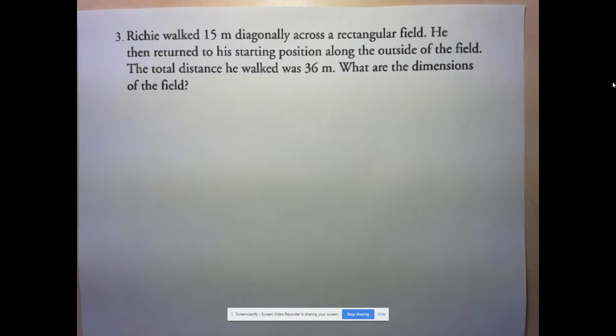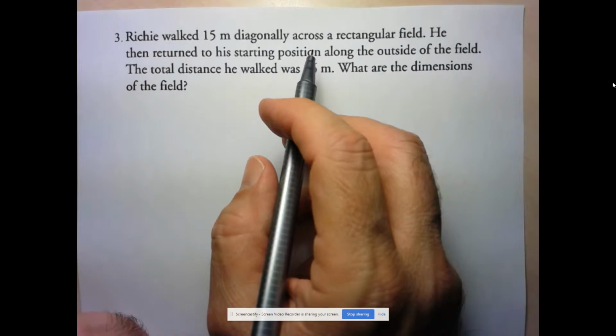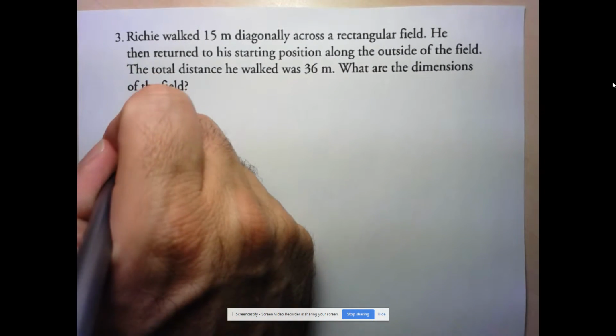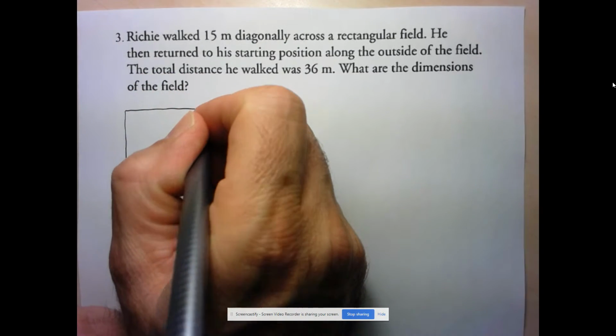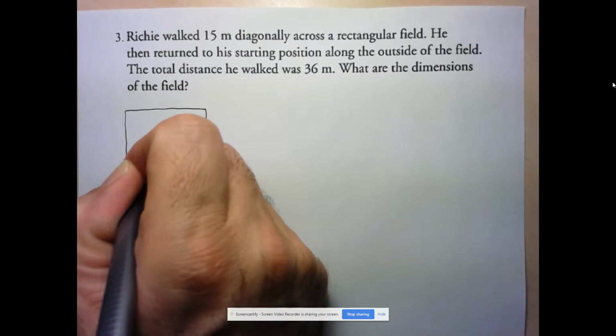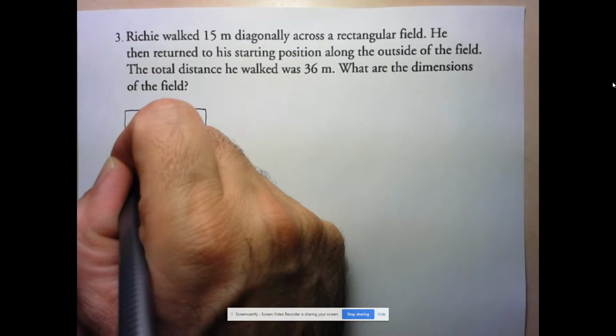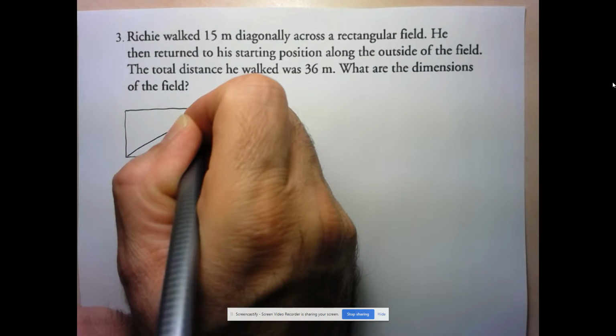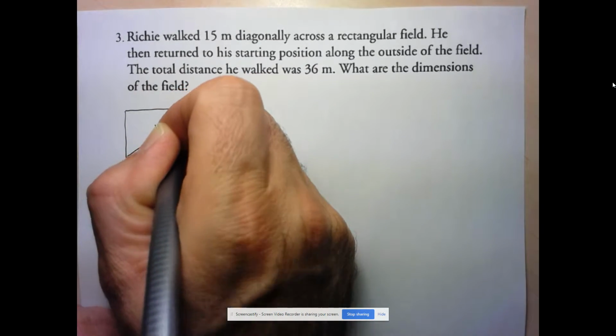Hi folks, we're going to take a look at number 3 from the homework. So here it says that Richie walked 15 meters diagonally across a rectangular field. Okay, so I'm going to draw a rectangular field. And it says that he walked diagonally across the field, and that was 15 meters.